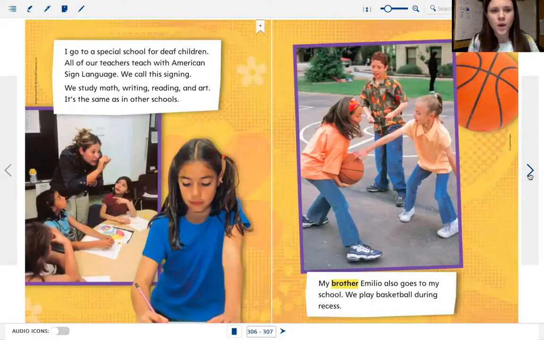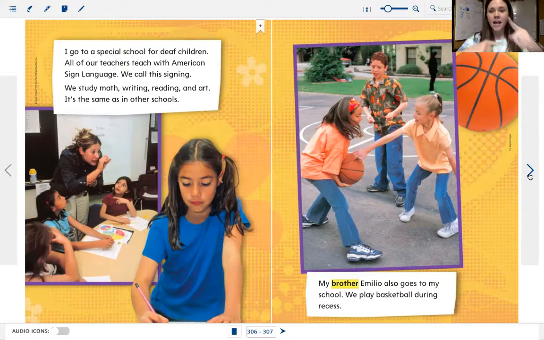I go to a special school for deaf children. All of our teachers teach with American Sign Language. We call this signing. This is the symbol for signing, right? Talking with your hands. We study math, writing, reading, and art. It's the same as in other schools. So even though Rosina is a little bit different because she is deaf and she talks with her hands, she also is very much like you guys. She studies math. We do that. Writing. We do that. Reading and art. We do that too, Rosina.